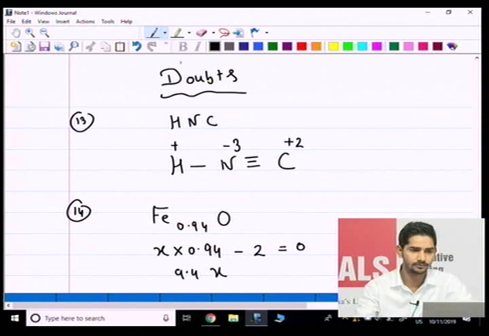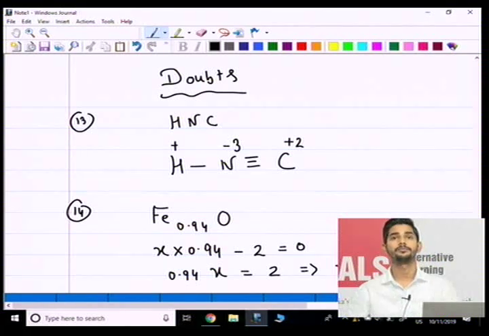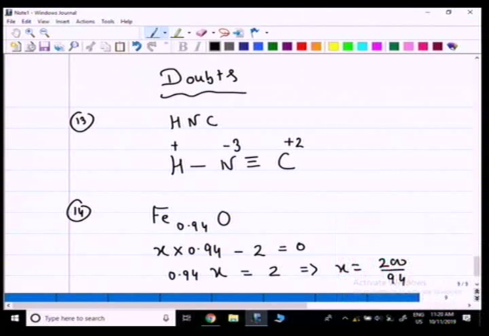So this one will be 0.94x, and 0.94x will be equal to 2. On solving it, x comes out to be 200 by 94, which is option number 2. Copy please. Who has got confusion in this one?